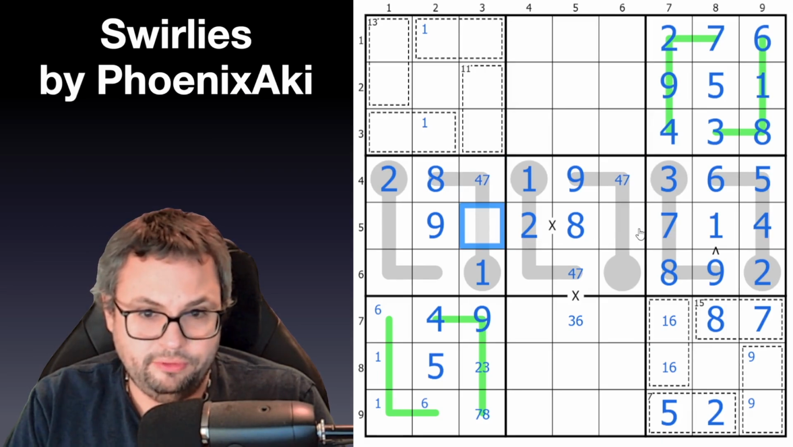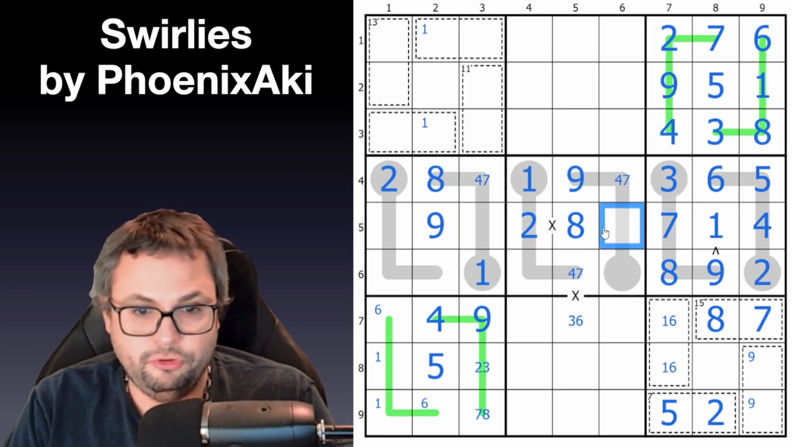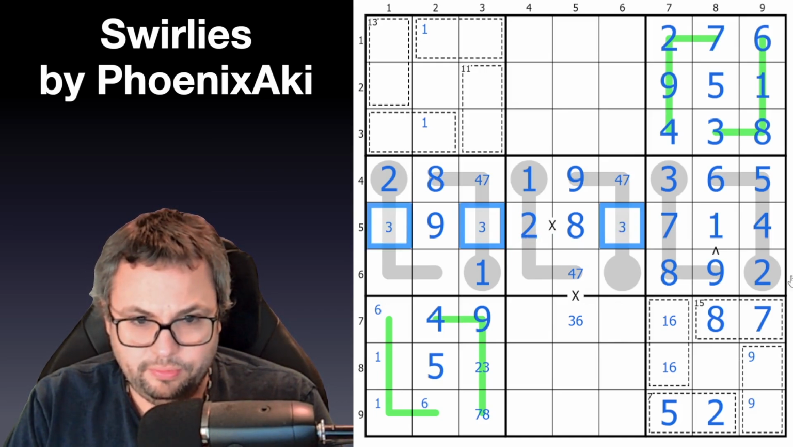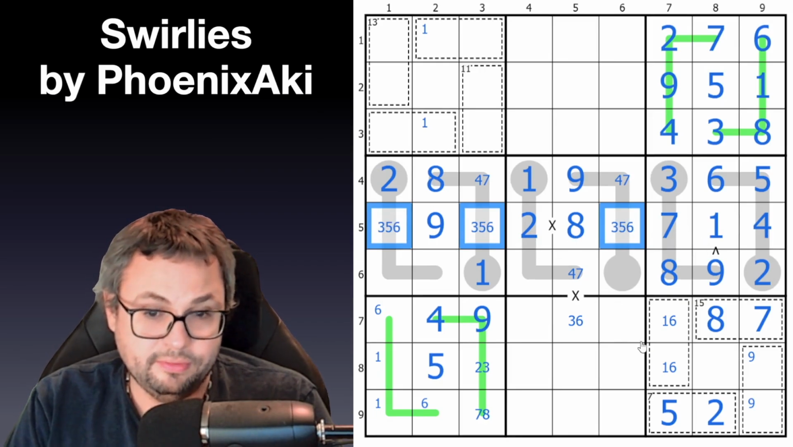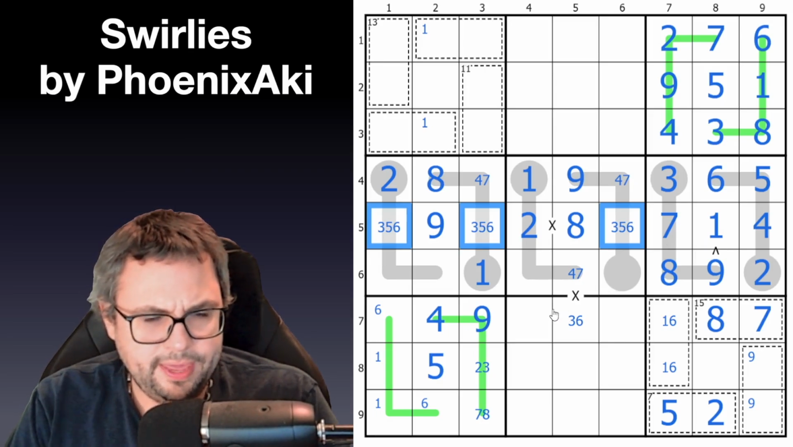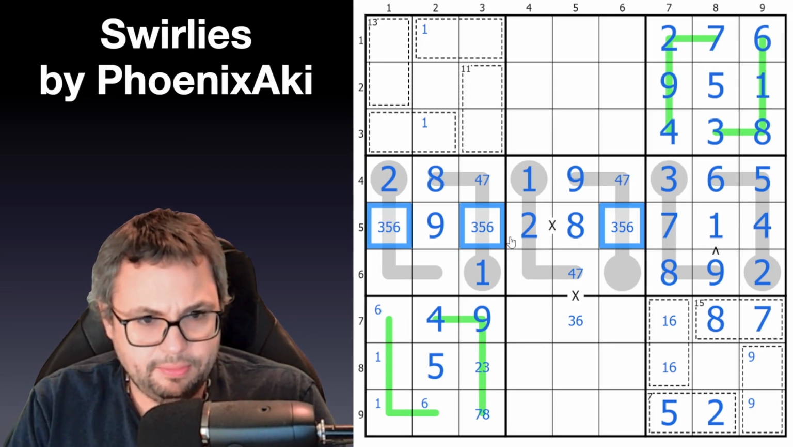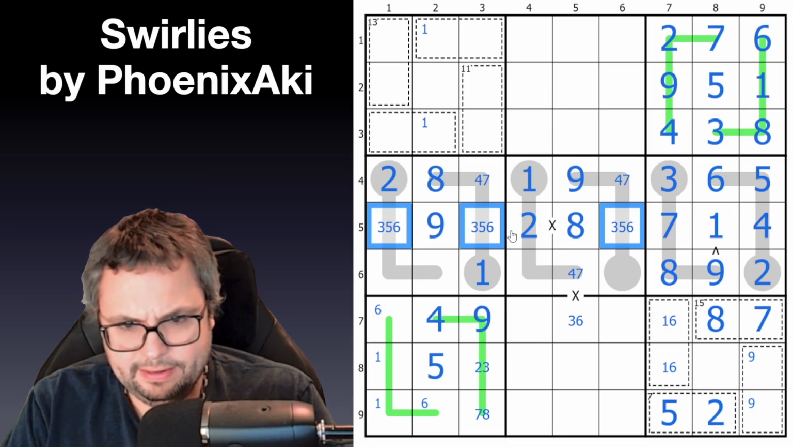Okay, so one of these two needs to be a 3, because one of them is a number less than 4 that's not 2. Let's see, what is left in this row? We've got 1, 2, we still need a 3, 4, 5, 6, 7, 8, and 9. Okay, so these are 3, 5, and 6. I don't think I know anything about that. Off the top of my head, at least.